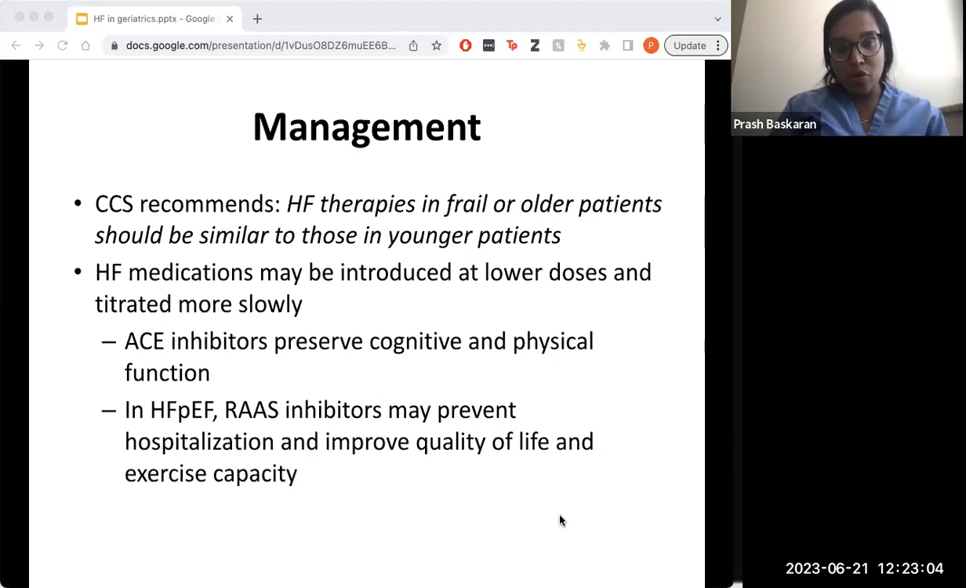ACE inhibitors preserve cognitive and physical function in the frail population, according to the CCS recommendations. And in heart failure patients with preserved EF, RAS inhibitors prevent hospitalization and improve quality of life and exercise capacity. This is data from 2017, but I think it's still quite applicable to the patients that we manage, who we do often put on ACE inhibitors.